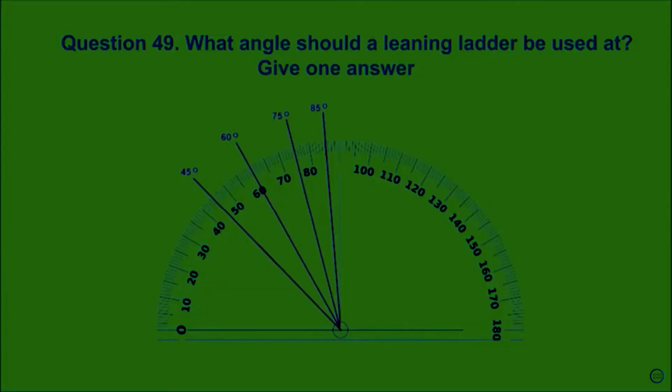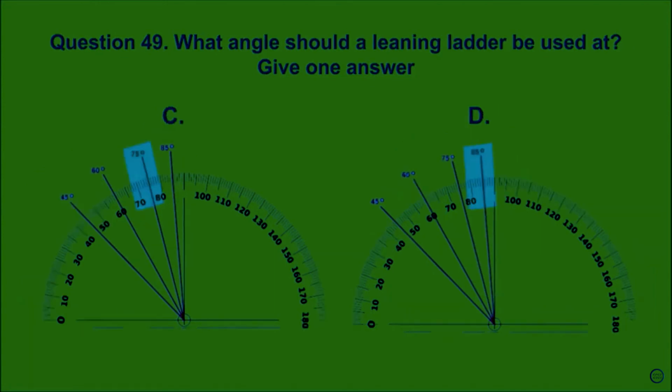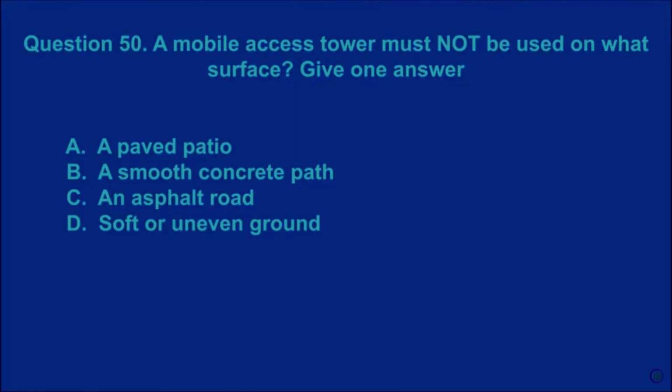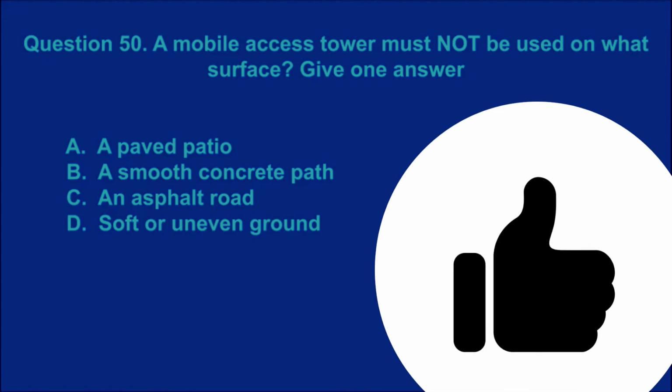Question 49. What angle should a leaning ladder be used at? Give one answer. A. B. C. D. The correct answer is C. Question 50. A mobile access tower must not be used on what surface? Give one answer. A. A paved patio. B. A smooth concrete path. C. An asphalt road. D. Soft or uneven ground. The correct answer is D.